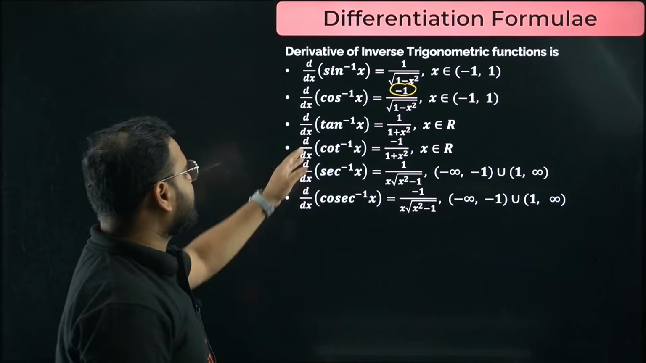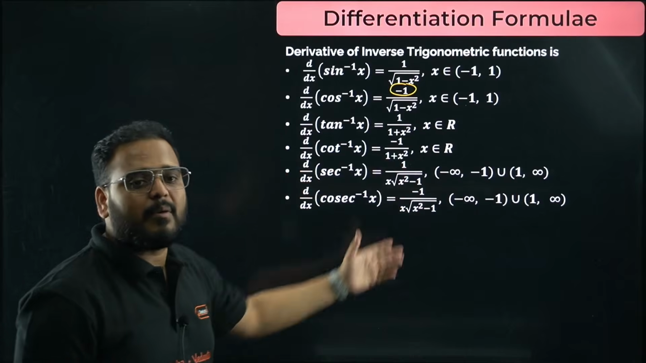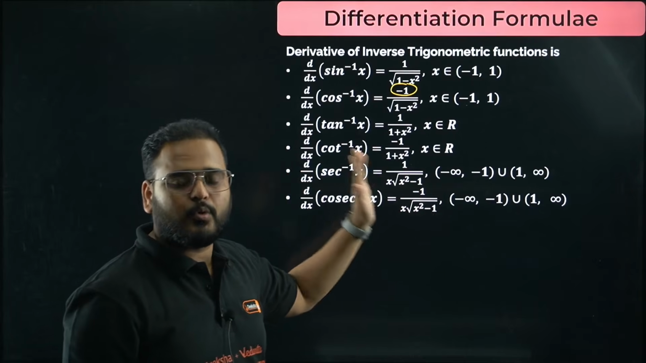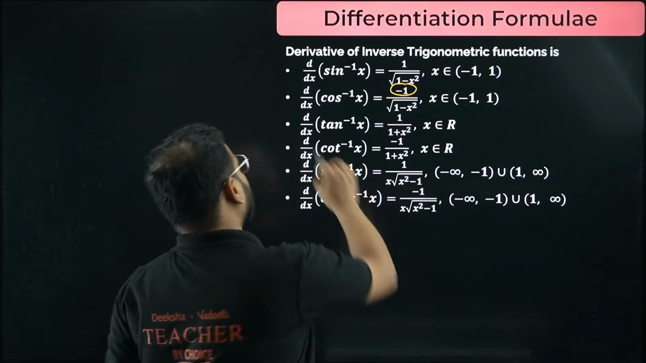Okay, for tan inverse what I have is 1 upon 1 plus x square. And these are usually not used, but you can remember this as well. Don't leave it to chance whether it comes or not. Just remember all the 6 formulas.